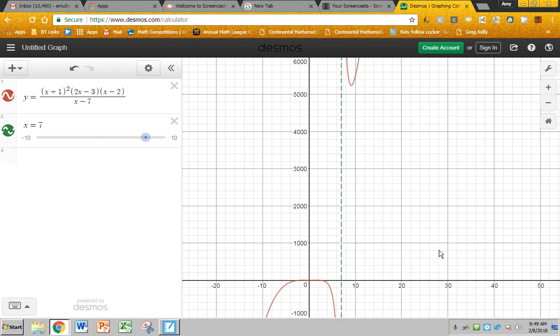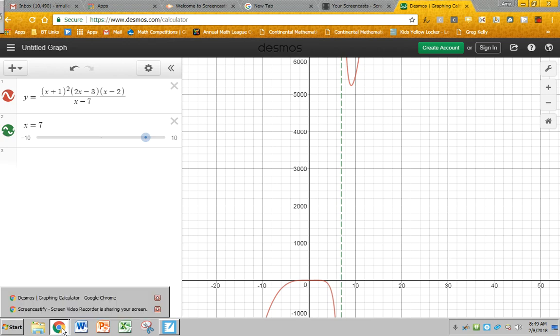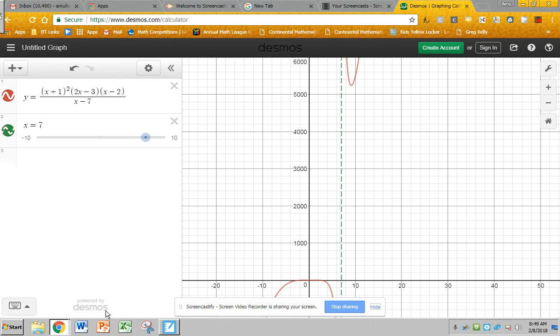If you have an extraneous solution, what would you do with that? You just don't make it equal. You would just say it's extraneous.